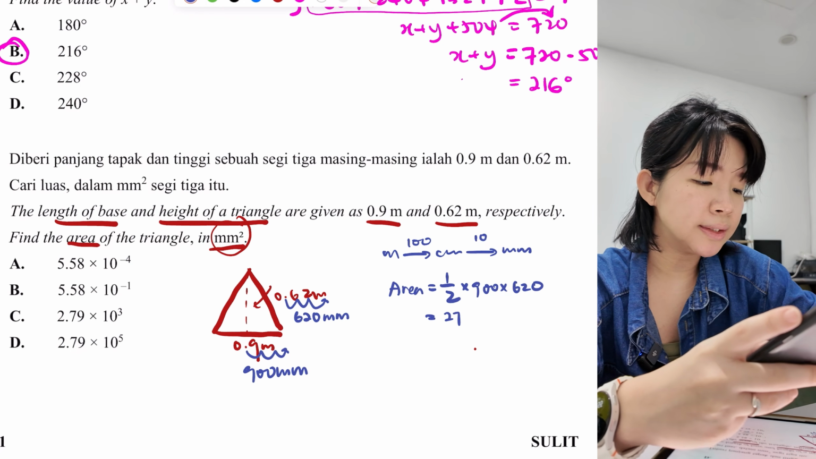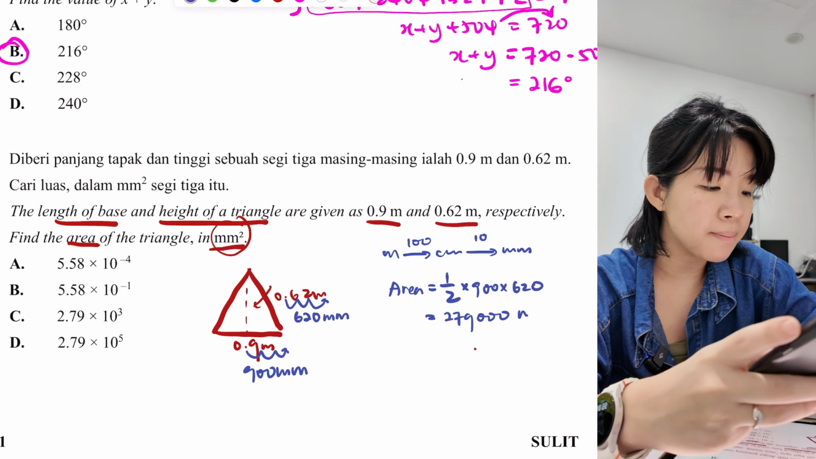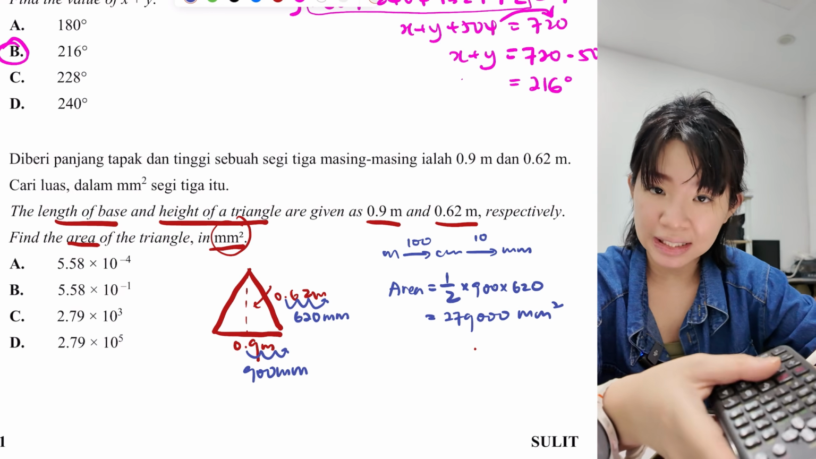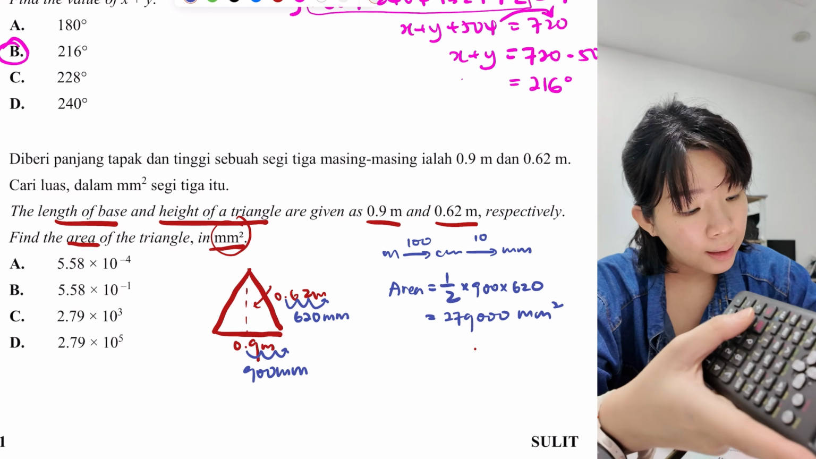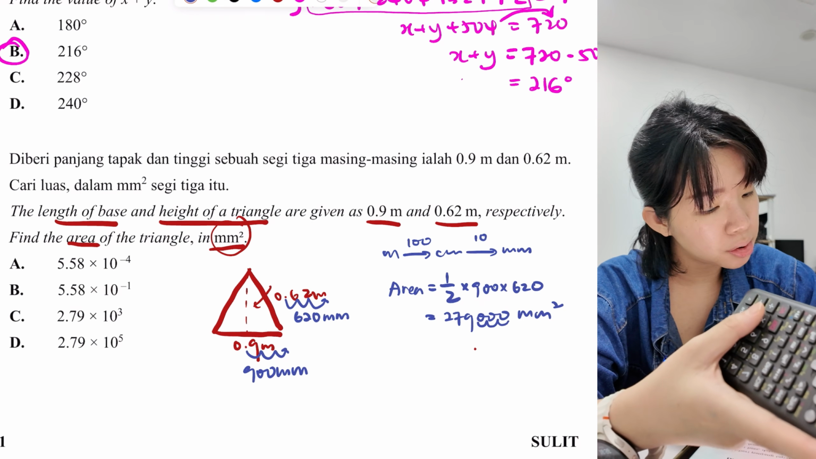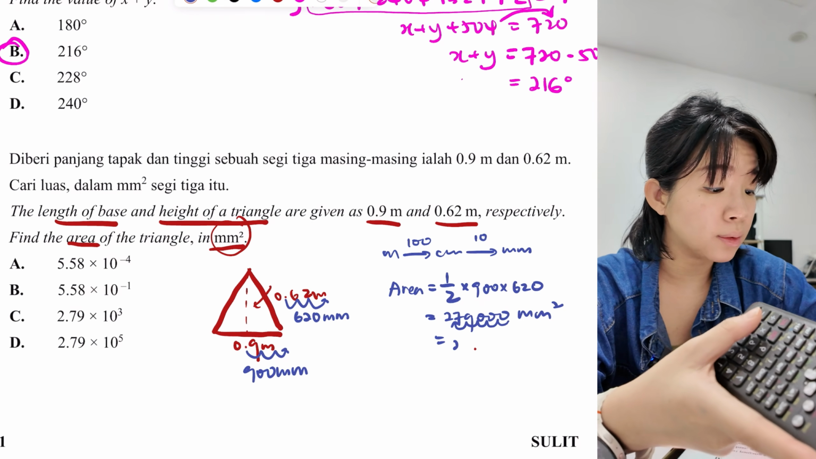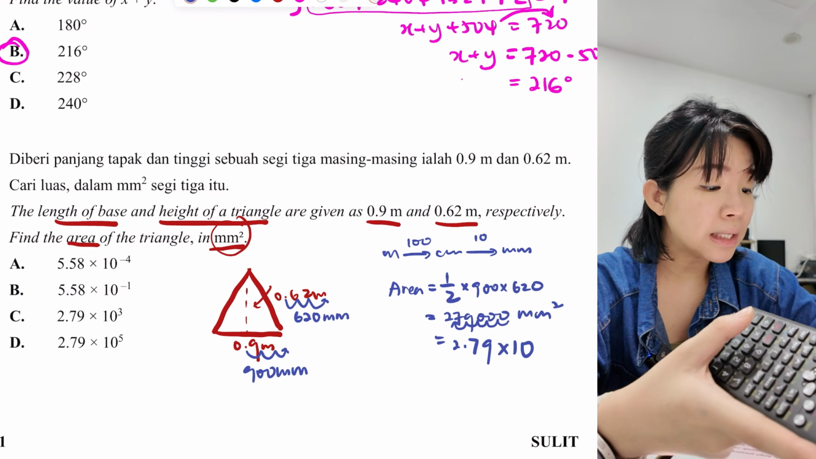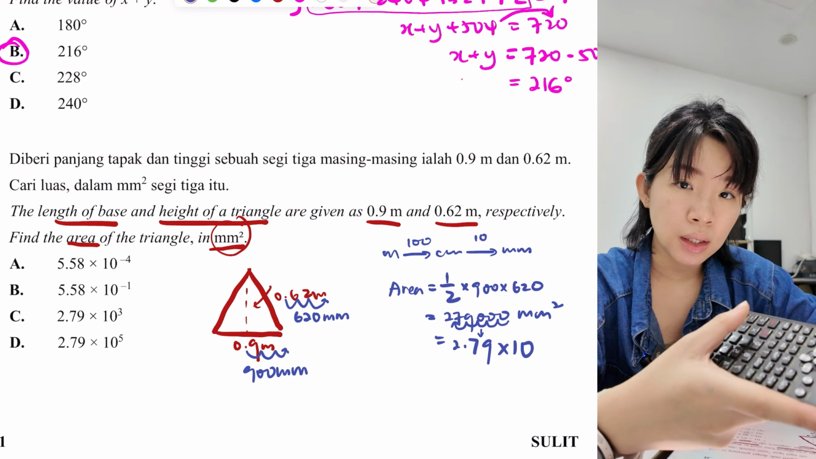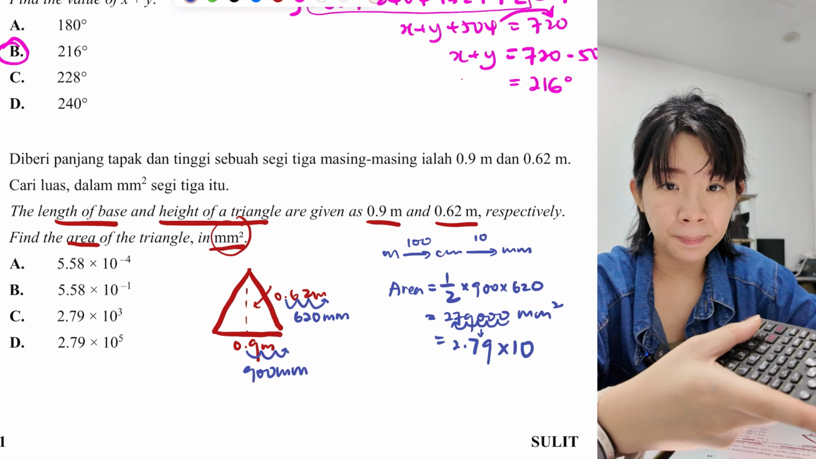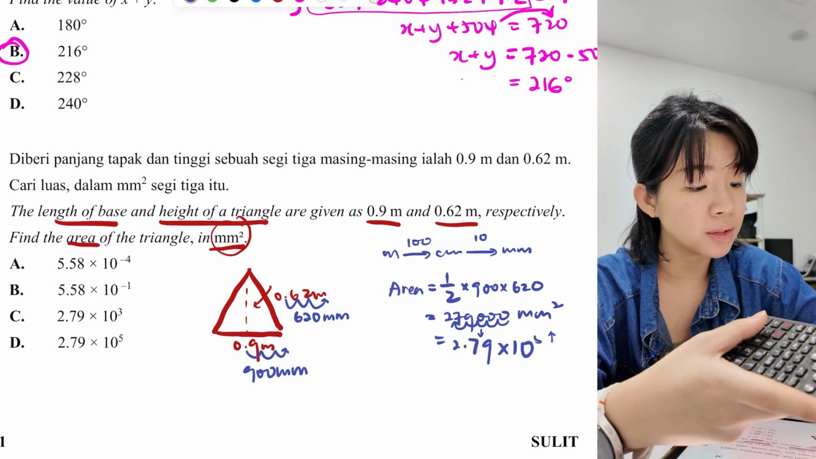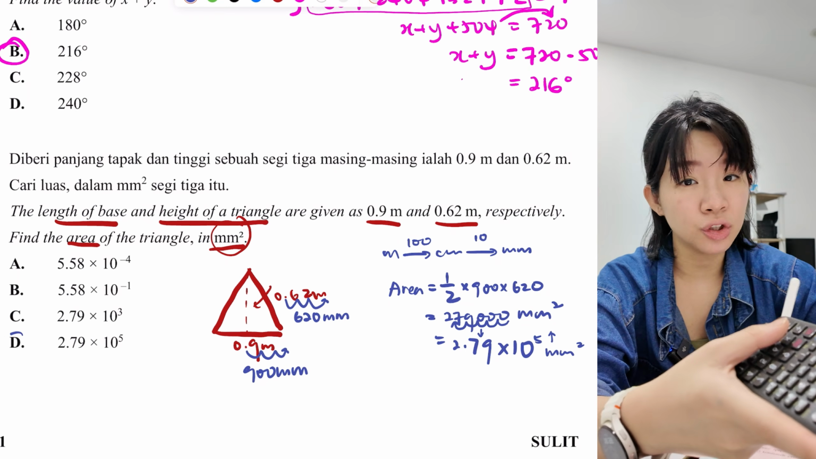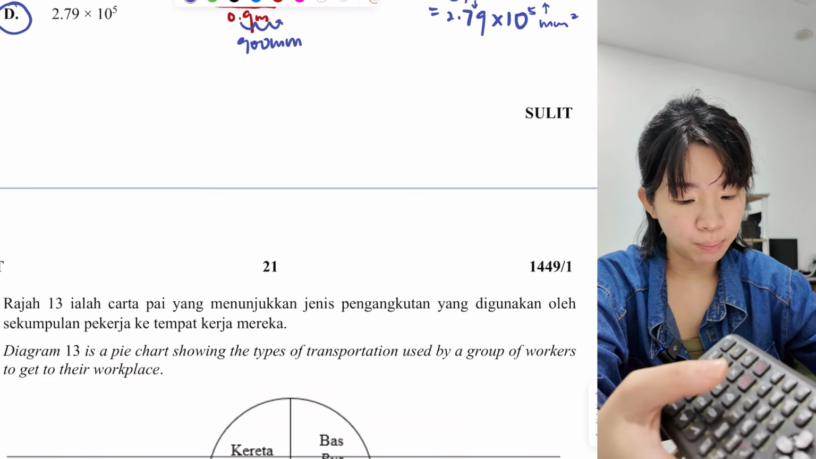So we get 279,000 mm square. Alright, but the answer given is in standard form, so we need to change it. We need to move 1, 2, 3, 4, 5. So we get 2.79 times 10 to the power of. So this number becomes smaller. If the number becomes smaller, the power becomes bigger, which is positive 5 mm square. Alright, answer done. Okay, let's move on.